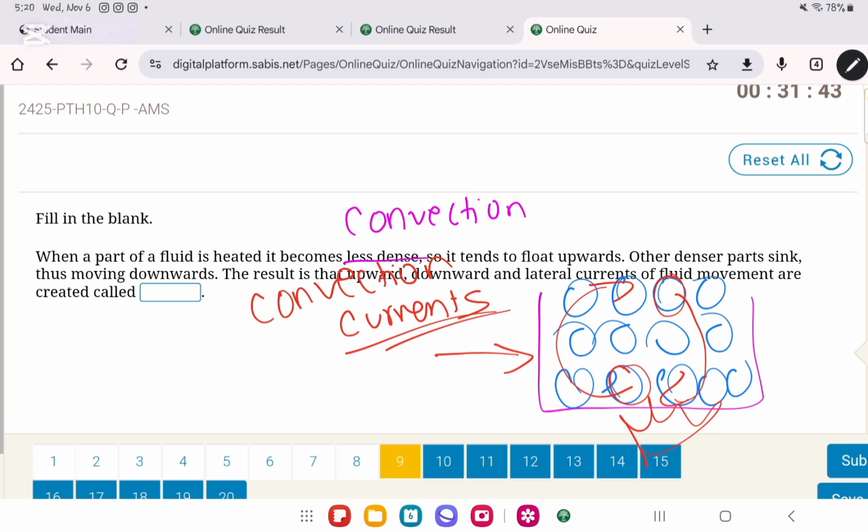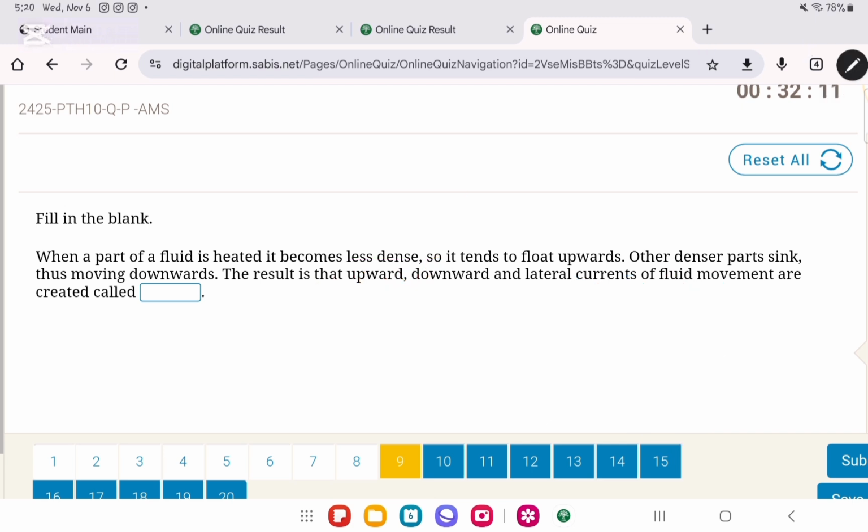So these are convection currents because there are multiple currents. So it can be like this, or like this, or like this, however you want. But you should know that there are multiple currents, like upward, downward, lateral currents. And in general, we call these convection currents, and we spell it like this: convection, then currents with an S. Do not forget the S because you have more than one current.